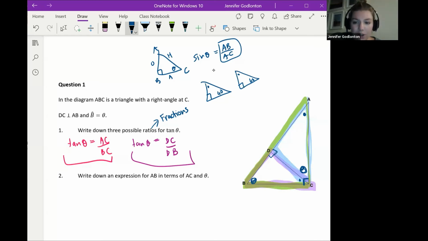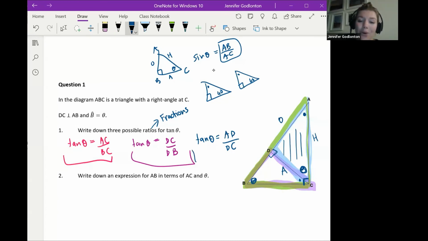Now in this blue triangle, so in this small triangle over here, where theta is, this would be opposite, this would be hypotenuse, and this would be adjacent, which means in that small blue triangle, my tan theta is going to be AD over DC. And that is my third one.